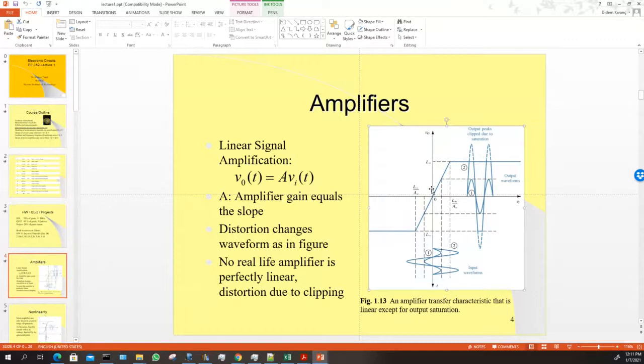And the thing is, even this is too good. We don't have any amplifiers that work like this. So amplification is a major thing, right? If you have a TV signal and you can't hear it, you amplify it.